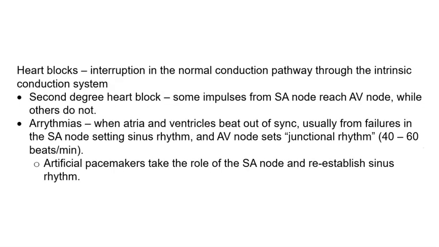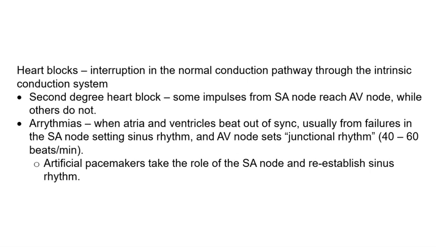Heart blocks are interruptions in the normal conduction pathway through the intrinsic conduction system. This interrupts the normal contraction of the heart chambers. So for example, a second-degree heart block occurs when some of the impulses from the SA node reach the AV node as they do normally, while some of them do not. When those impulses do not reach the AV node, the ventricles will not be stimulated to contract, since the AV node is ultimately what stimulates the contraction of the ventricles.